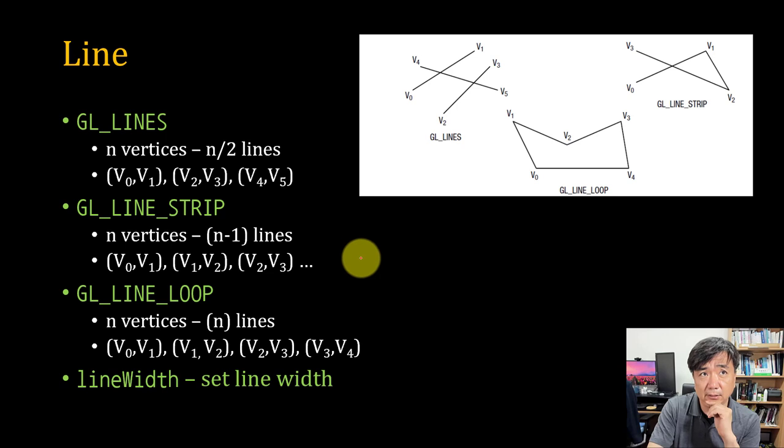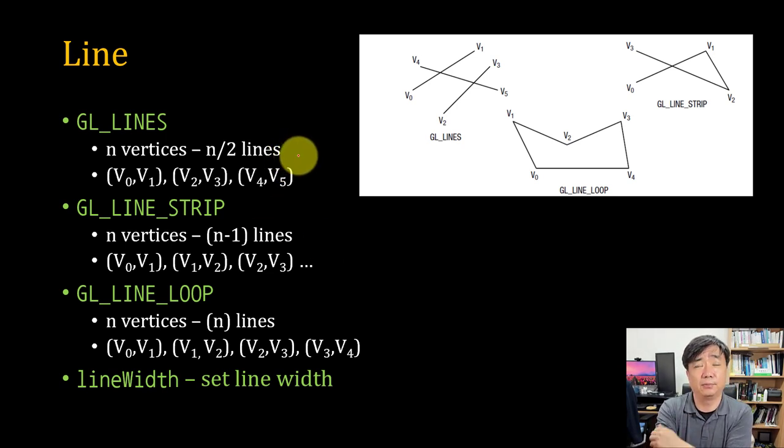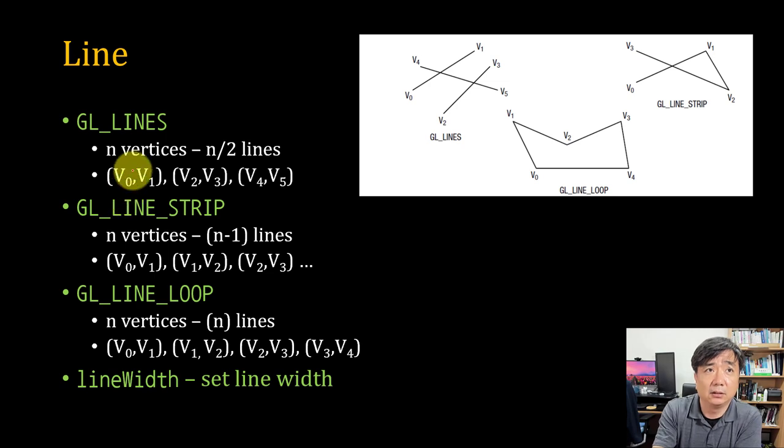For lines, there are three kinds of line primitive assembly. One is GL_LINES. If we give the vertices V0, V1, V2, V3, V4, V5, then we pair them, and each pair is a line. So V0, V1 make a line, V2, V3 make a line, V4, V5 make a line. If the number of vertices is n, then n over 2 lines will be created.